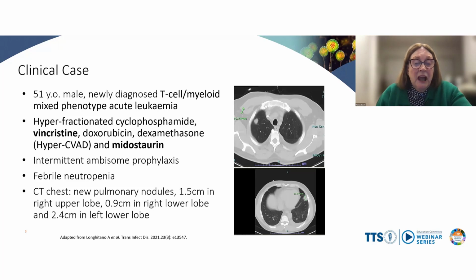of the chest. And as suspected, this patient had nodules suggestive of invasive fungal infection in the chest. So there were new pulmonary nodules. He'd had a PET scan prior to treatment, which didn't show any nodules, but now he had nodules in the right upper lobe, right lower lobe, and left lower lobe, as you can see here. Next slide.